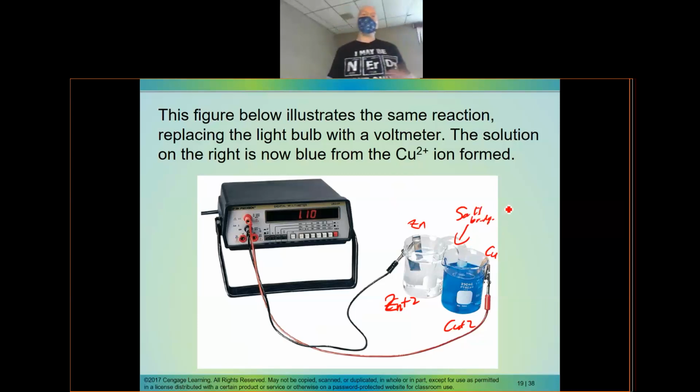All right, so then you hook it up to your voltmeter. And if you have a zinc copper cell with 1 molar solutions, it will read 1.10 volts. And so here is 1.10 volts. You get a voltage from this cell.